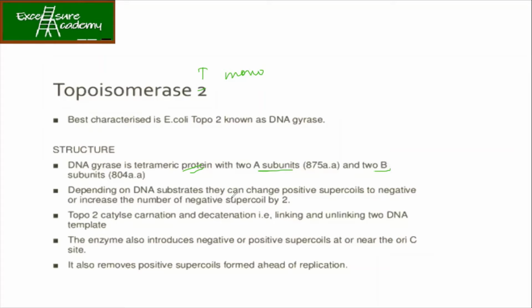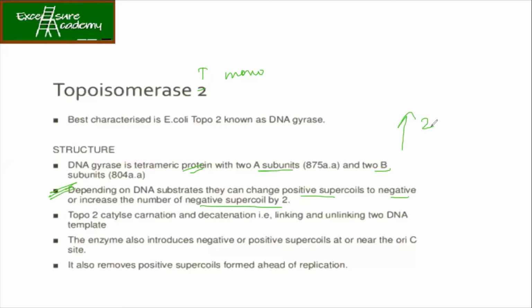Now depending on the DNA substrates, they can change the positive supercoils to negative or increase the number of the negative supercoil by 2. Now this is something which you need to learn by heart. Okay. And of course, yes, you can remember also. So what is happening? Topoisomerase 1 can act on positive and negative supercoil. What does topoisomerase 2 do? It can make a positive supercoil negative, or increase the supercoiling of a negative supercoil. It can increase by 2 units.